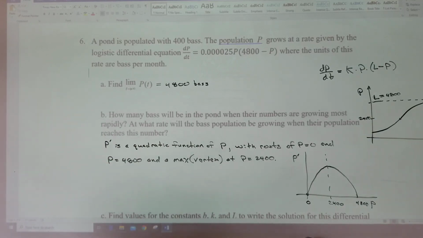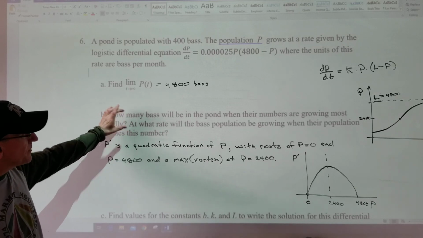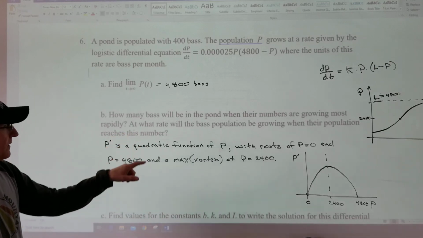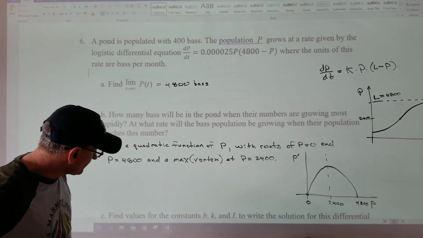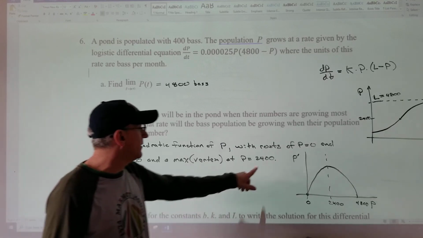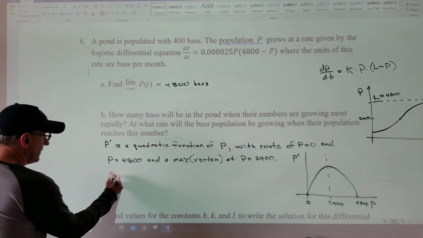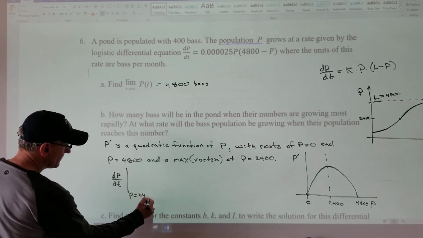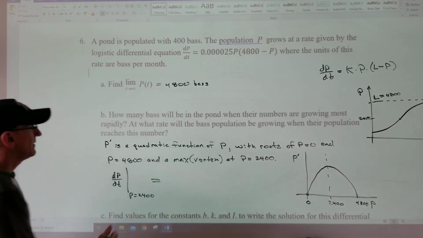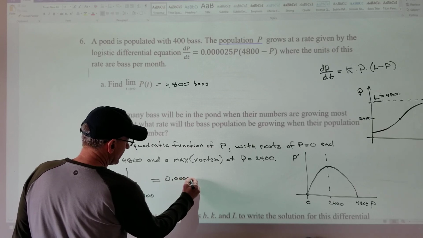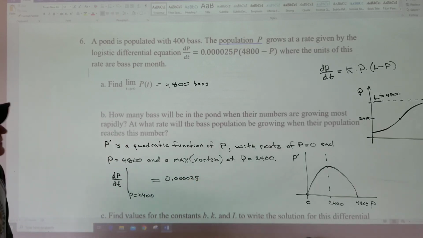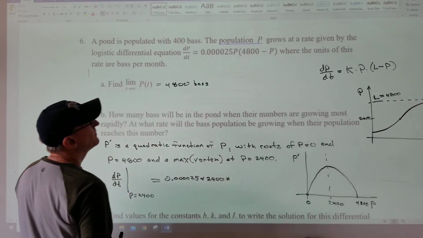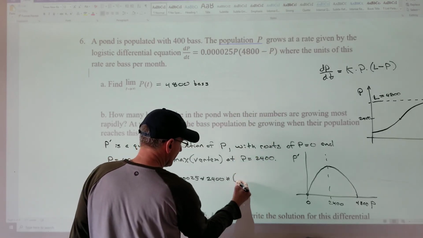I'm going to scroll this. Oh, no, there's one more thing to answer here. At what rate will the bass population be growing when the number of fish reaches that number? Well, they just want you to plug 2,400 into that. So, dP/dt evaluated at P equals 2,400 is 0.00025, 25 millionths, times P, 2,400, times 4,800 minus 2,400.